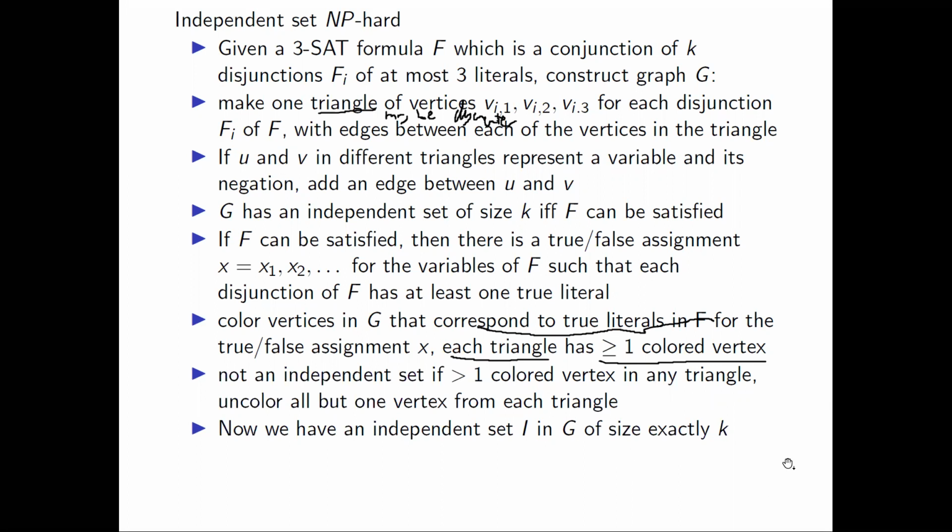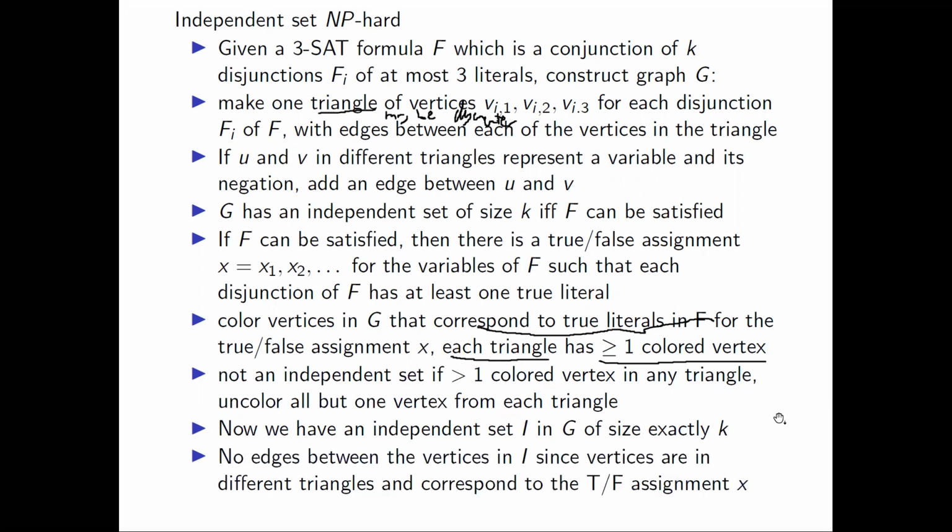There's a little more to say about why it's independent. We don't have any edges between vertices in this independent set, because if we had two vertices in different triangles that correspond to a variable and its negation, these vertices cannot both be in our independent set, because we put an edge between these vertices in the graph G.